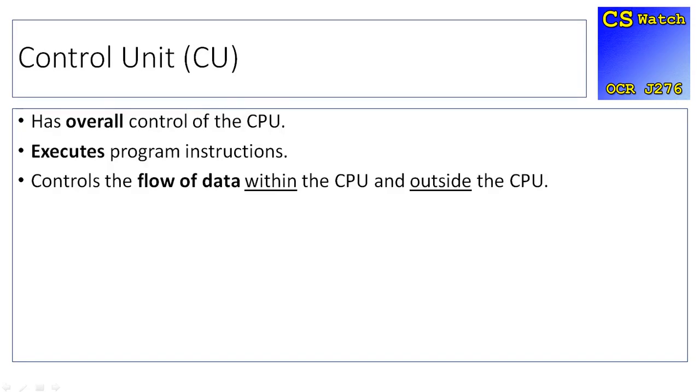So first of all, there's the control unit, which has overall control inside the CPU. This control unit is in charge. It executes programs, instructions, and it controls the flow of data within the CPU when it goes to the ALU, the cache, which we'll see in a second, and then also outside the CPU, so it controls the flow of data to main memory, input-output devices, wherever data needs to go. It is the big daddy.